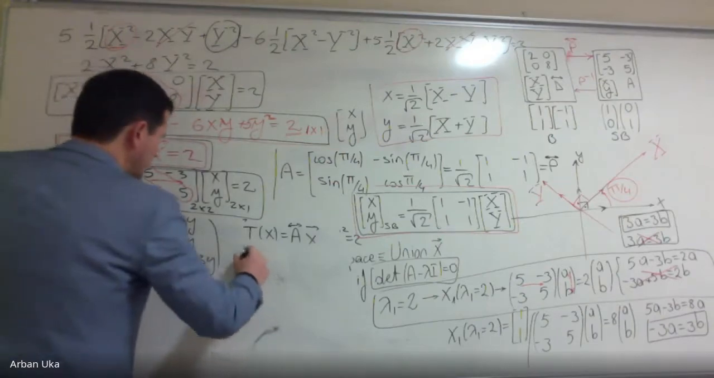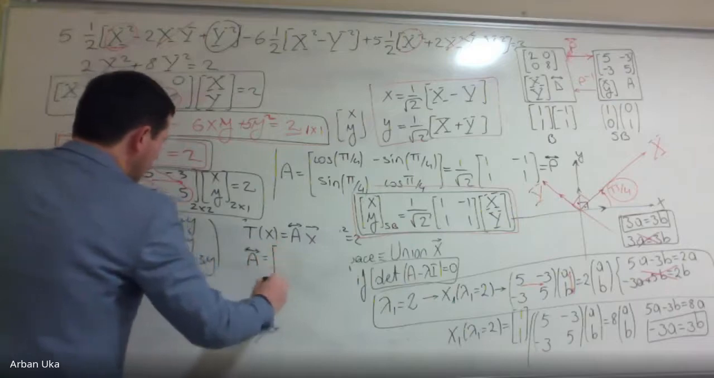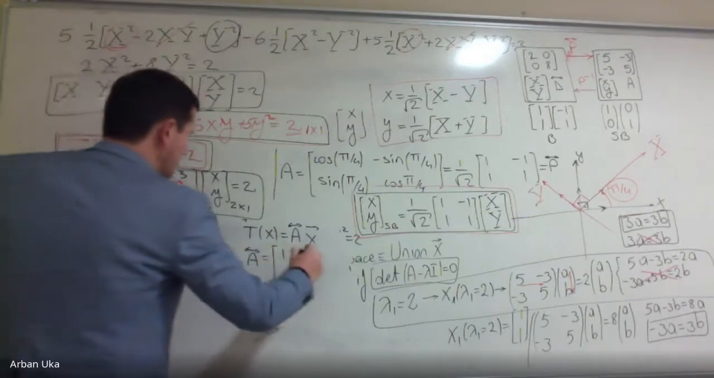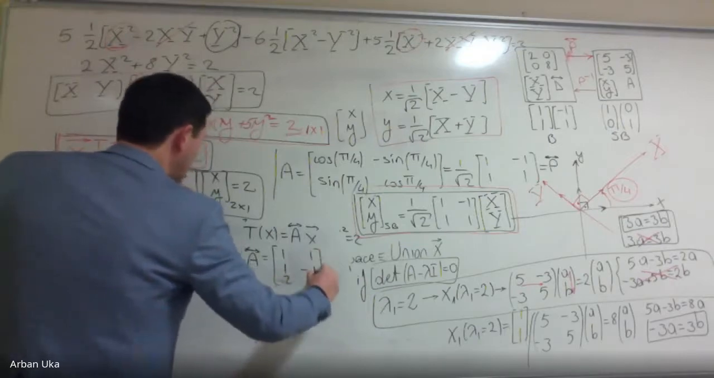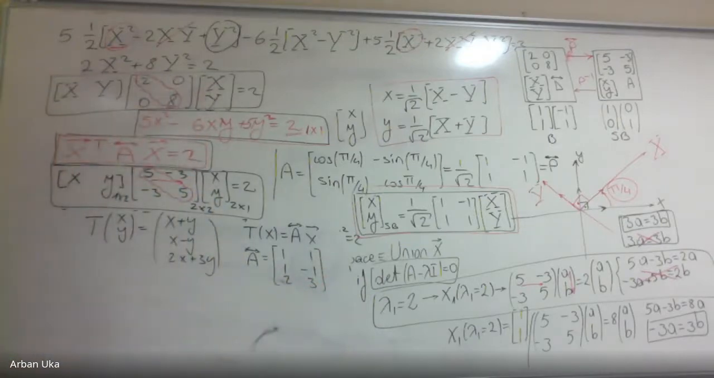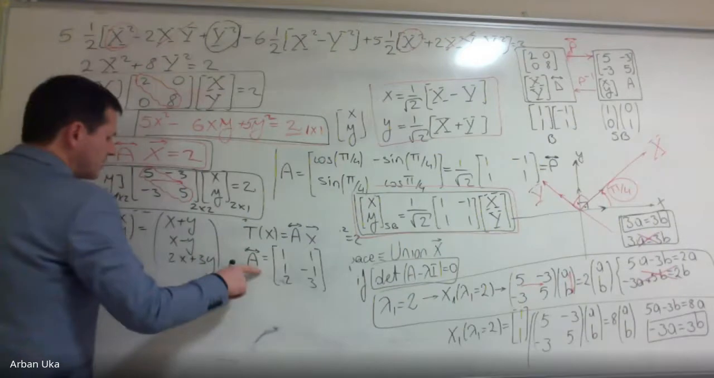And what is A in this case? A in this case is equal to 1, 1, 1 minus 1, 2, 3. Now, this is a linear transformation, and this is the representative matrix.